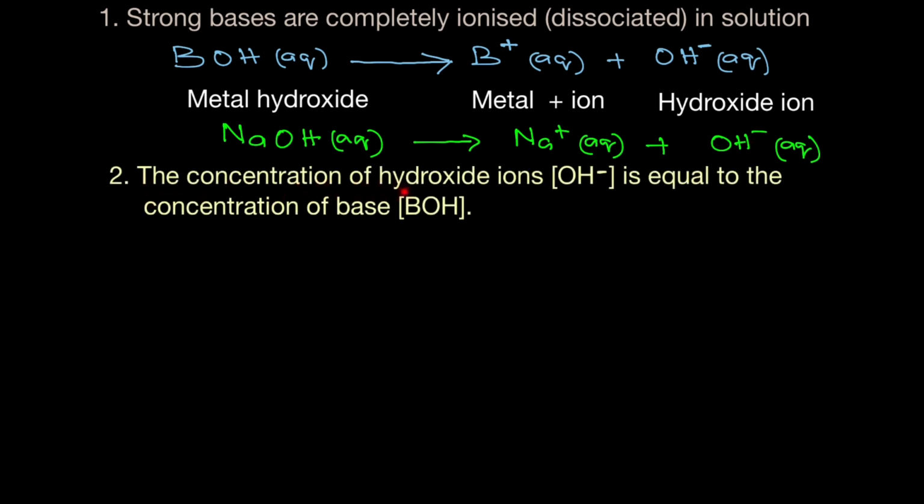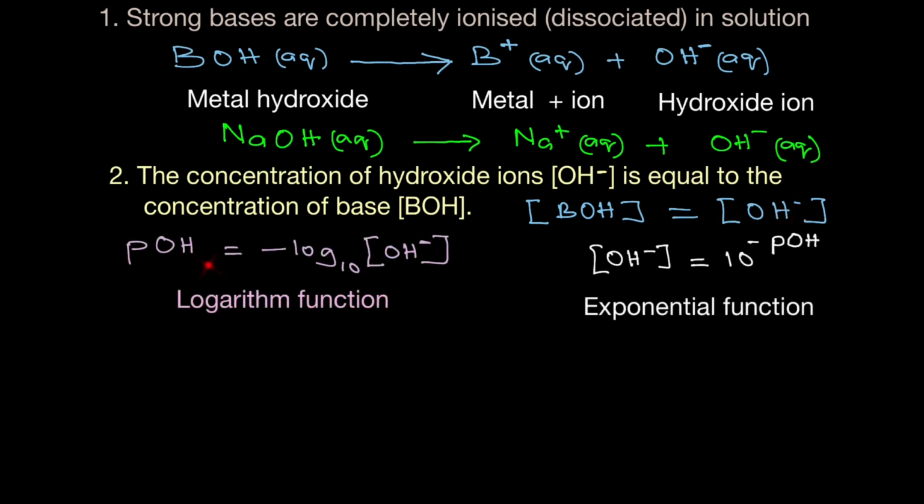The concentration of hydroxide ions, OH minus, is equal to the concentration of the base because of complete dissociation. All the BOH turned into B plus plus OH minus, so BOH concentration equals OH minus concentration. We can use pOH equals minus log base 10 of OH minus concentration, which is a logarithm function, or we can use concentration of OH minus equals 10 to the power minus pOH, the exponential function.